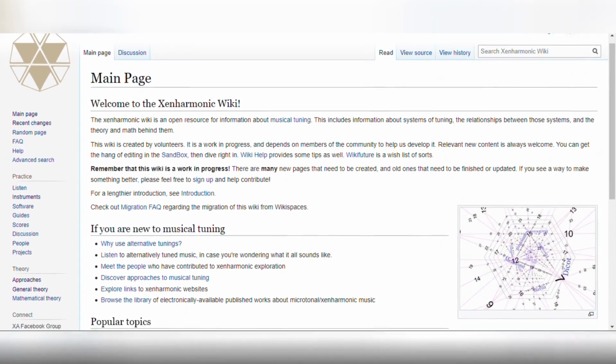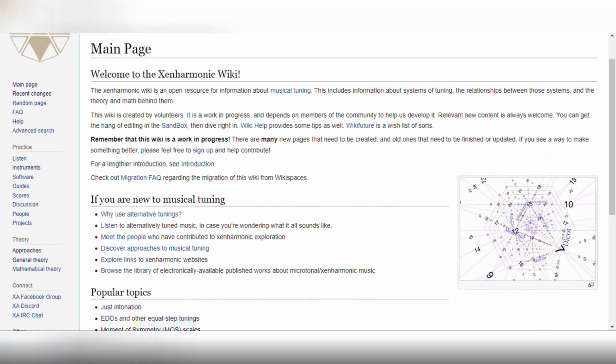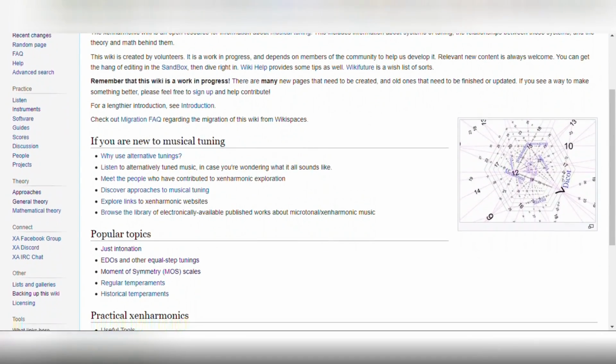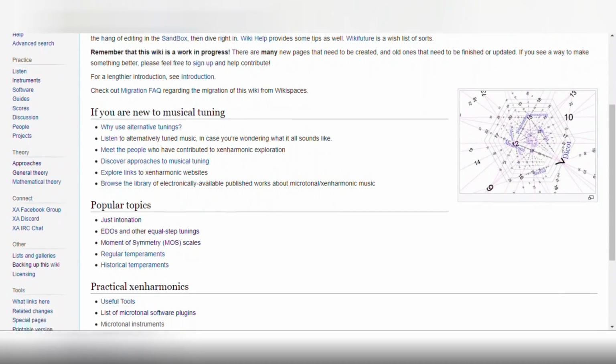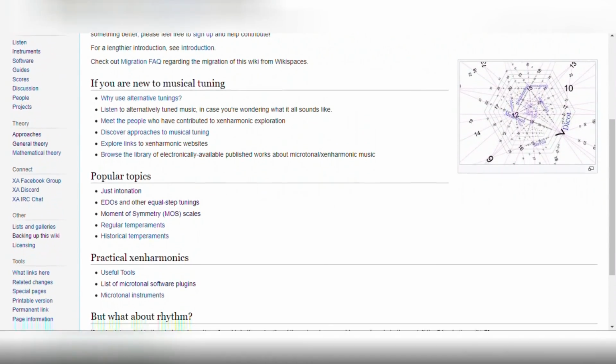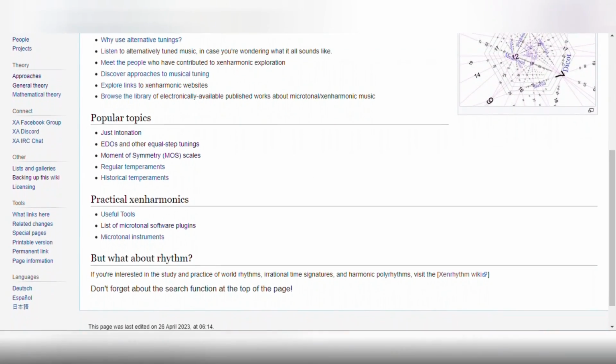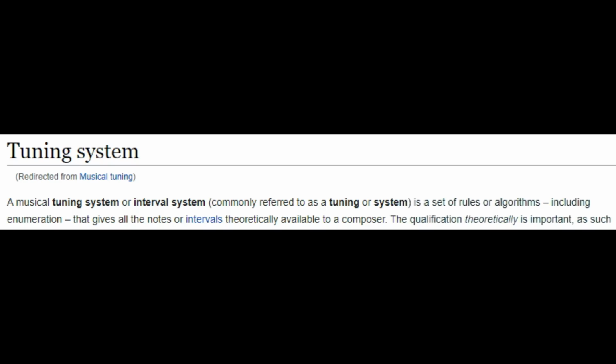To best understand what is being discussed here on the Xenharmonic Wiki, I wanted to familiarize myself with the basics. This started by exploring the definition of musical tuning that was being used, which led me to the tuning system page. The definition given for tuning system reads as such. A musical tuning system or interval system, commonly referred to as a tuning or system, is a set of rules or algorithms, including enumeration, that gives all the notes or intervals theoretically available to a composer.